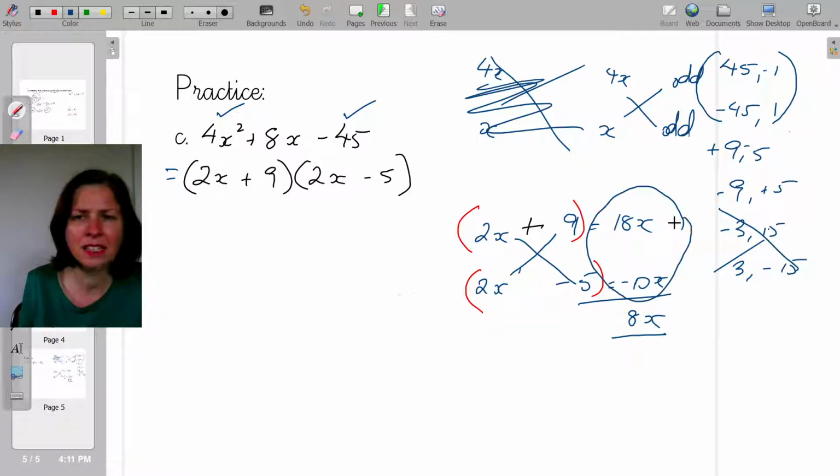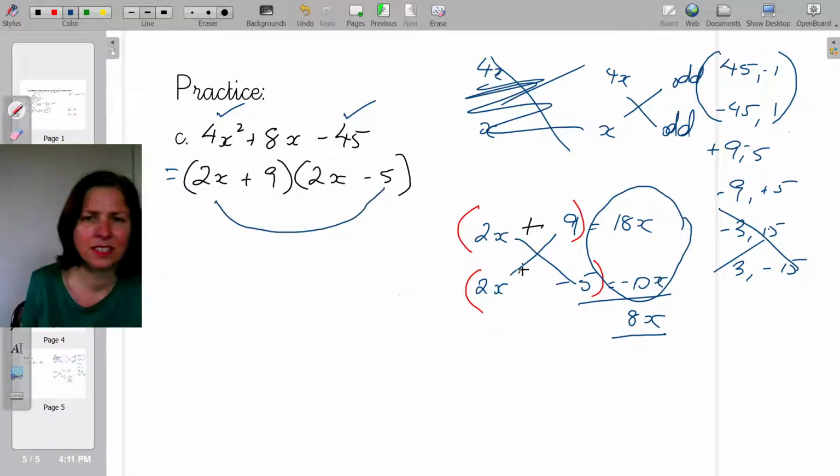It's no accident that we trial these, because basically what we're doing here is this 2x and negative 5, that's my outsides, right? And the 2x times the 9, that's my insides. So we can do it that way.